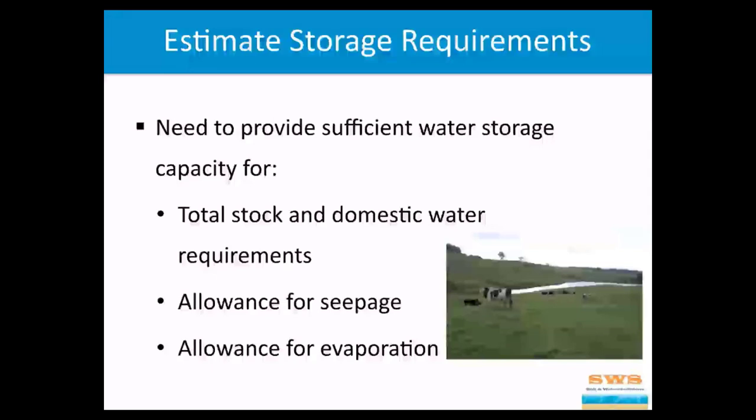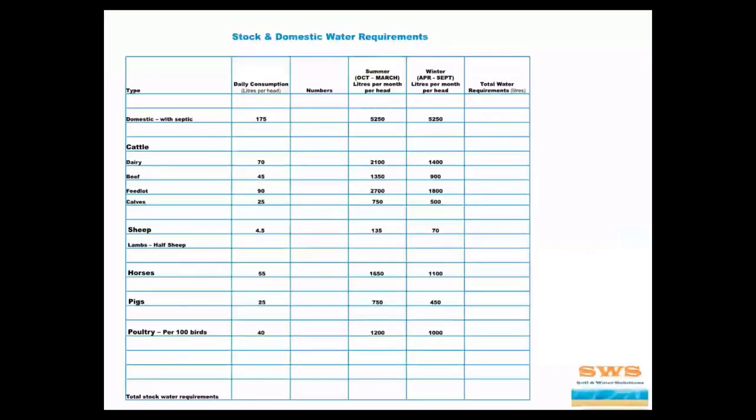So some of the basic things we're looking at is determining our stock and domestic water requirements. We've got some figures from New South Wales Ag and Soil Conservation Service design manuals over many years that they've used as rough figures for the water consumption per day. As you can see there, stock and domestic usage is an allowance of 175 litres per day per person in a house. Dairy cattle 70 litres per day, beef cattle 45.